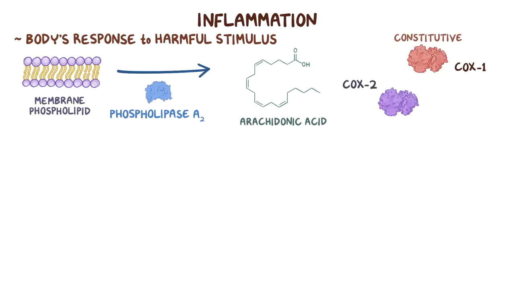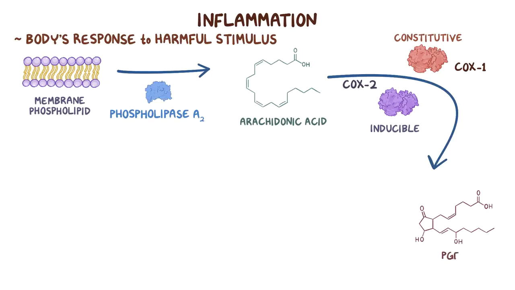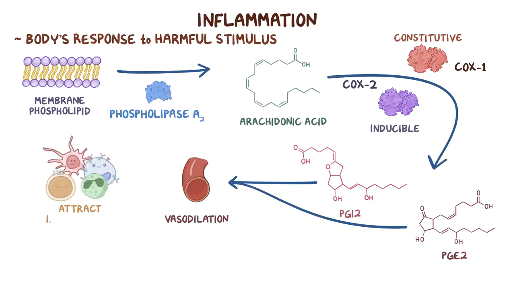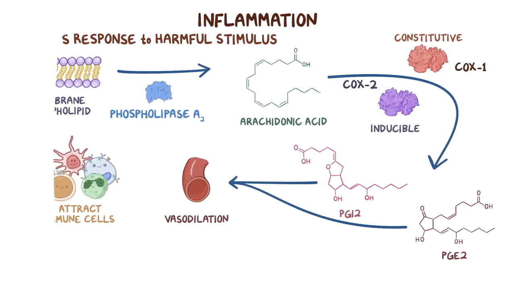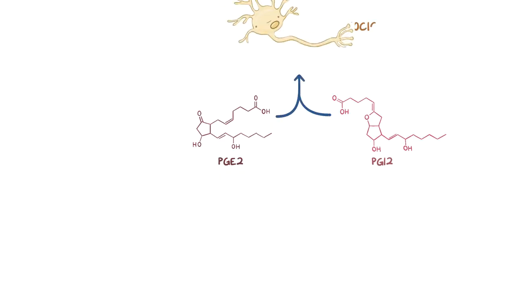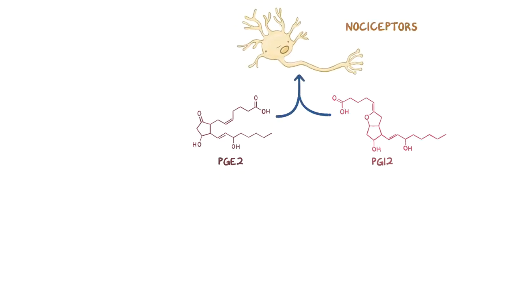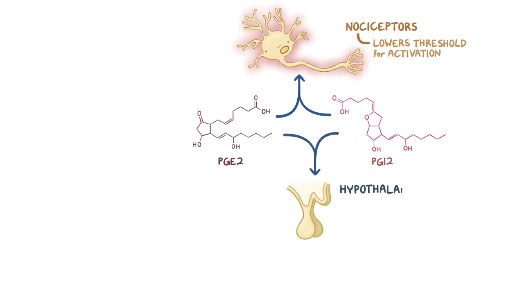COX-1 is a constitutive enzyme, meaning that it's always active, while on the other hand, COX-2 is an inducible enzyme, meaning that it must be turned on to function. This is usually triggered by immune cells and vascular endothelial cells during inflammation. Both enzymes produce prostaglandin E2, PGE2, and prostacyclin, PGI2, which cause vasodilation and attract different immune cells to the area. They also act on neurons that detect pain, called nociceptors, and make them more sensitive to stimuli by lowering their threshold for activation. Finally, they stimulate the hypothalamus to increase the body temperature, causing fever.